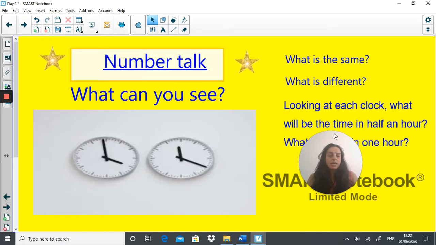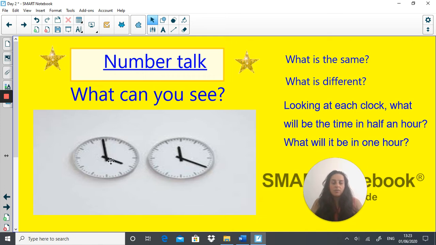Right, so number talk is you have 2 clocks here. Look at number 1 and number 2. What's the same? What's different? Looking at each clock, so take each one individually. What will the time be in half an hour and what will the time be in 1 hour? So have a go at that question and pause it and write the answer down on a piece of paper.